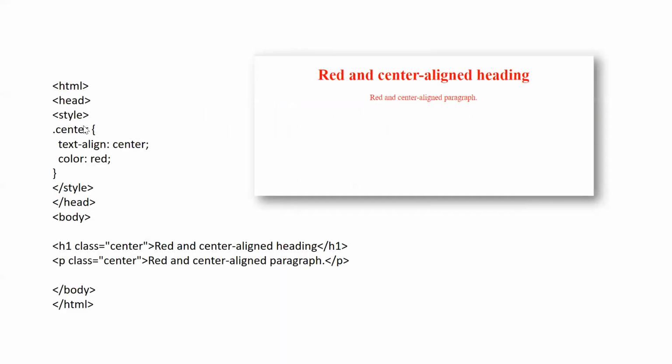Okay. Now let's check how to apply that style to that class selector in the HTML page. You can see the style here, dot center. That is very important. The dot means class, so the name of that class is center. Text align is center, color red. Then style close, head close, then after that body open.